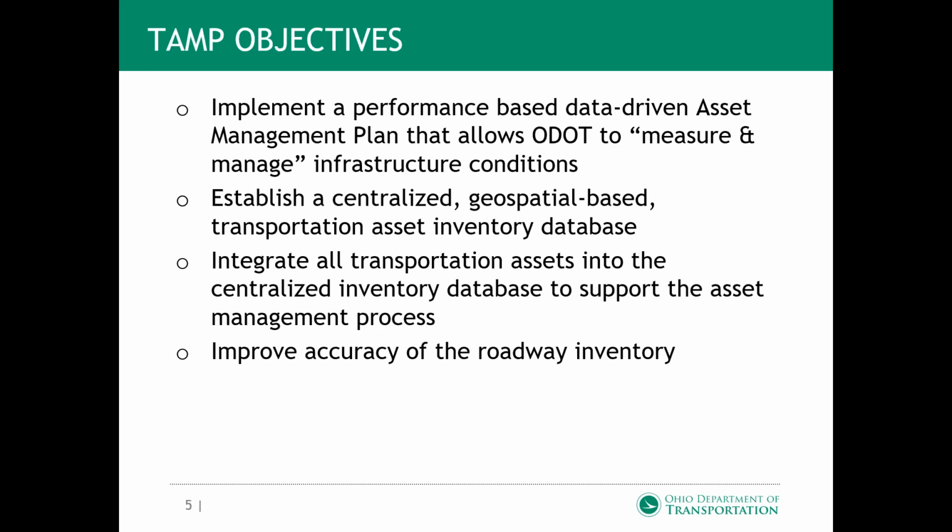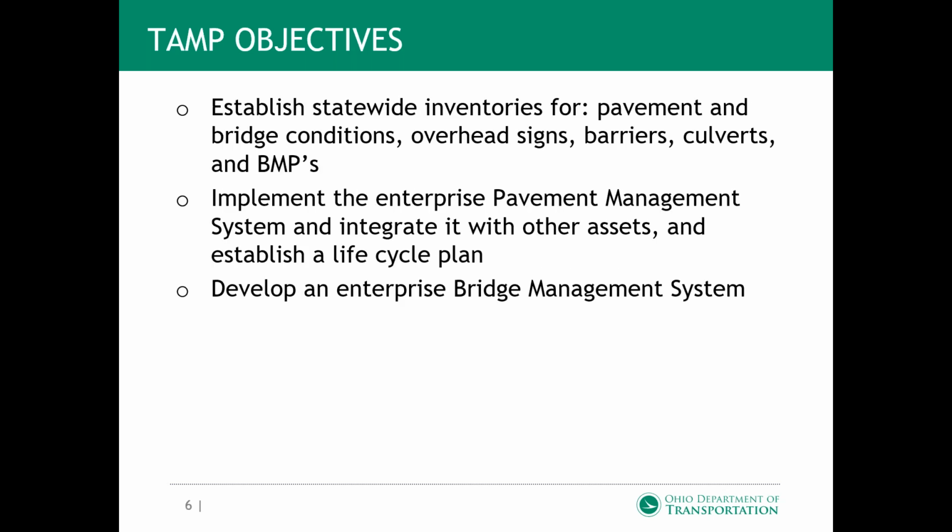And then we wanted to improve the accuracy of the road inventory, which is the underlying base for all the things that we do when it comes to asset management and its reporting. So implementation is very important. And so we wanted to make sure data was driving this, and we wanted to make sure we got it accurate all the way down to the base, which is the road inventory data. The other objectives were to establish statewide inventories for pavement, bridges, and culverts. And then we also added overhead signs, barriers, and BMPs. We came up with this list initially, which we call tier ones, based off of risk. What was the risk if we did not have the data?